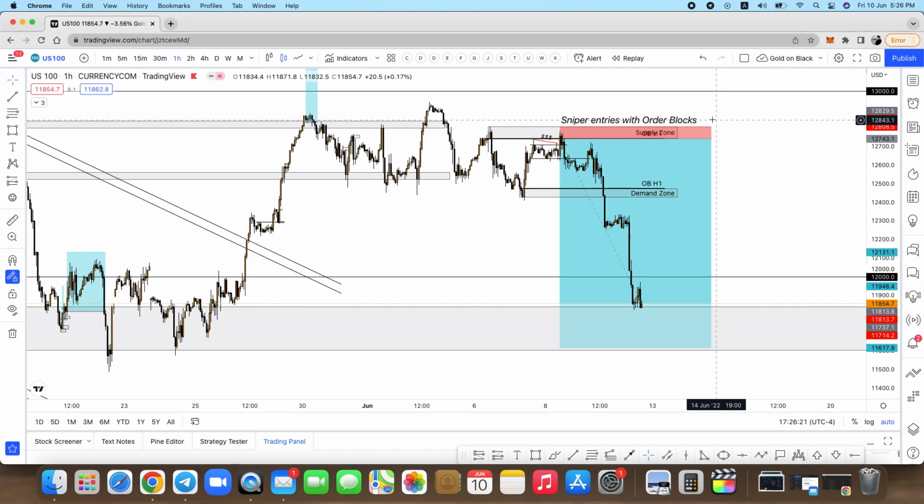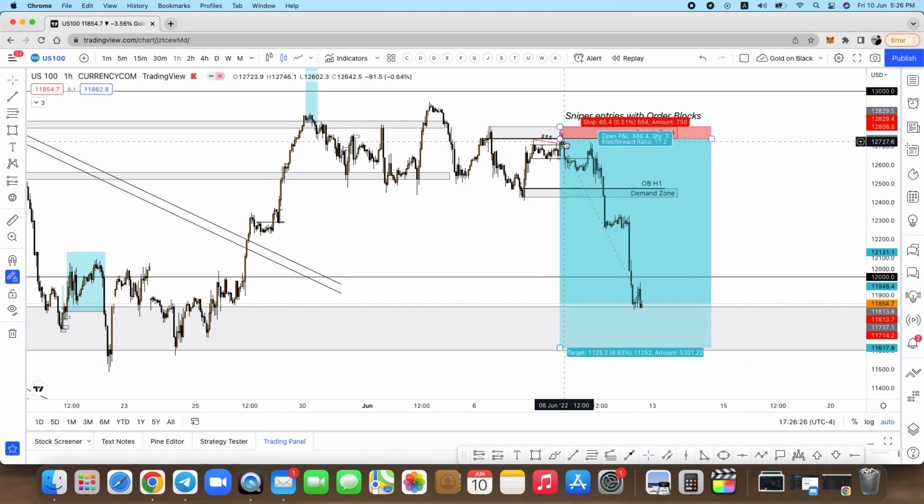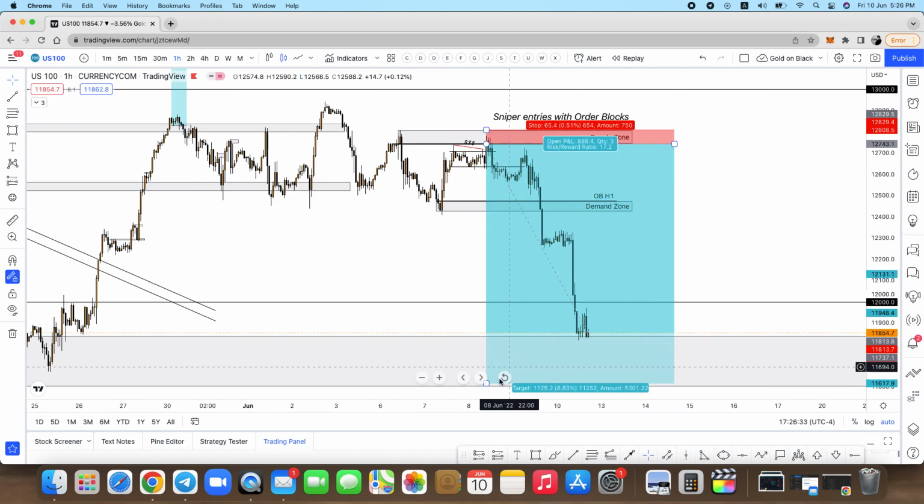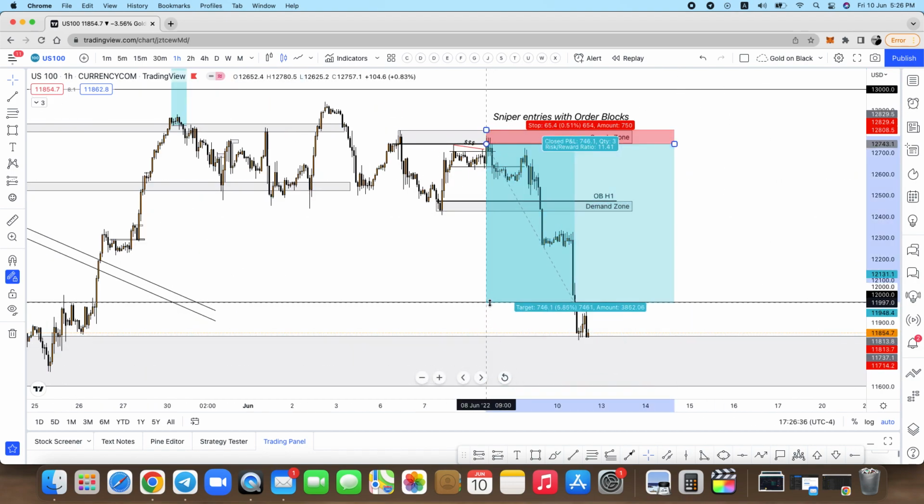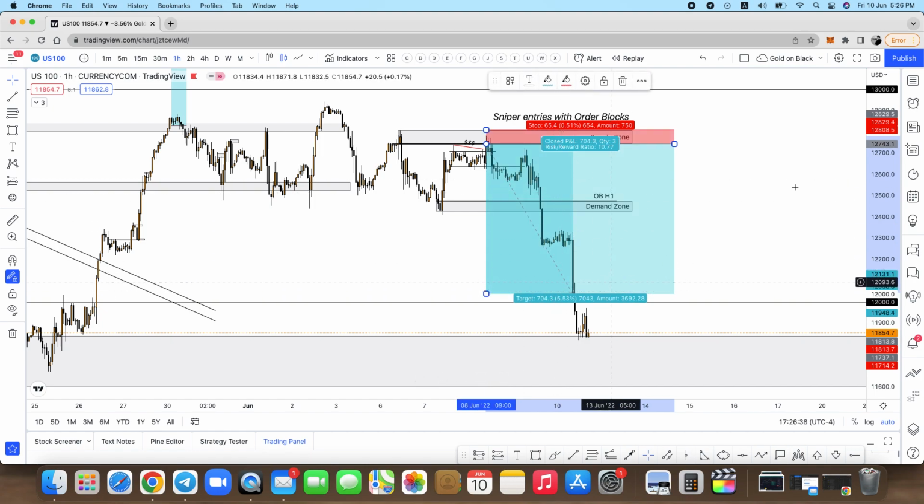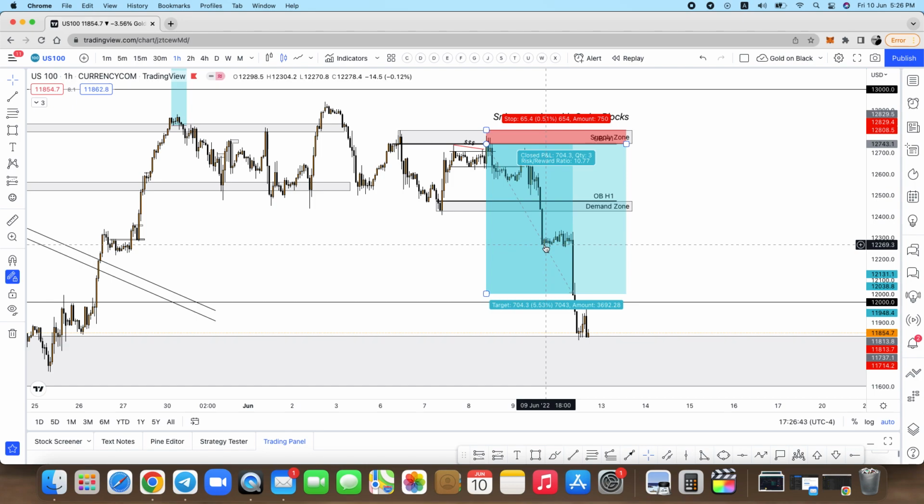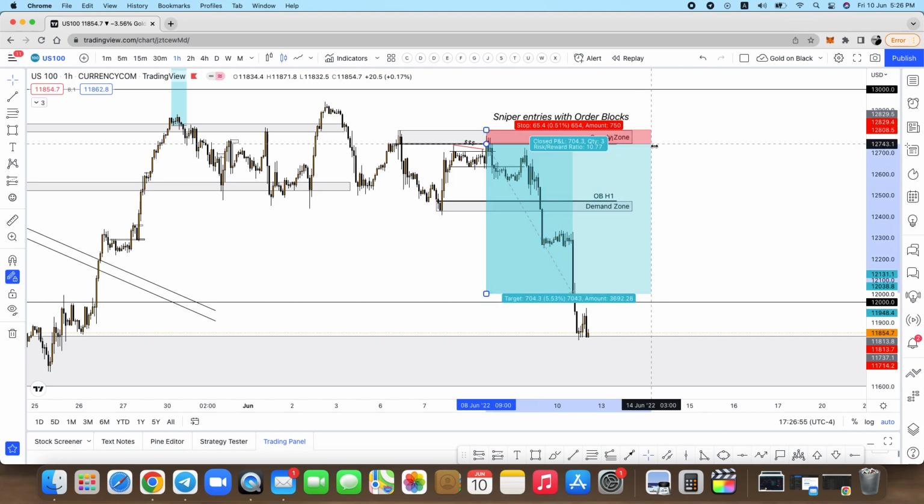This is killer sniper entries. The stop loss is like nothing in comparison to the rewards you can get with this one, right? And just think about it. If you had, let's say, a 1 to 10 risk to reward and you hit it, just do the math. You can lose 8 or even 9 trades in a row and you're still in profit. So the opportunities with this are huge.